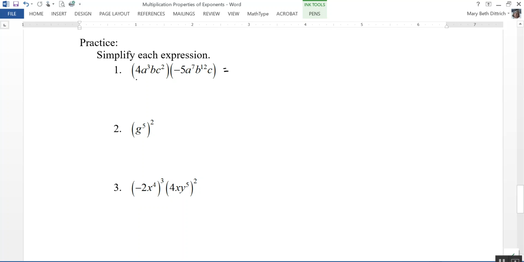So we need to multiply 4a to the third b c squared times negative 5a to the seventh b to the 12th c. So I'm going to multiply my coefficients, so 4 times negative 5 is negative 20. Multiply my powers of a, a to the third times a to the seventh is a to the 10th. b to the 1 times b to the 12th is b to the 13th. And c squared times c to the 1 is c to the third.